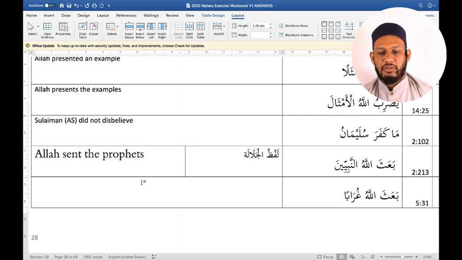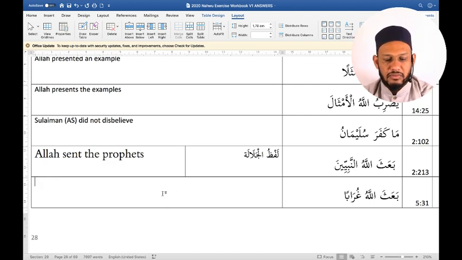Next one. Ba'ath Allahu ghuraban. Ba'atha means sent. Nothing at the end. The word Allah, lafzul jalala, is going to be the fa'il. Ghuraban means a crow. So that's going to be maf'ulun bihi. So Allah sent a crow.